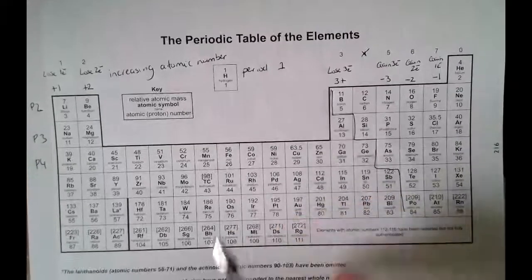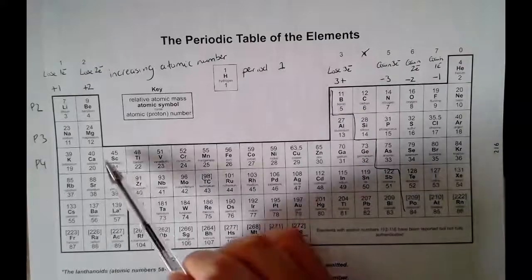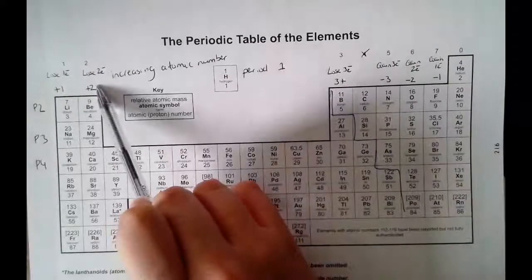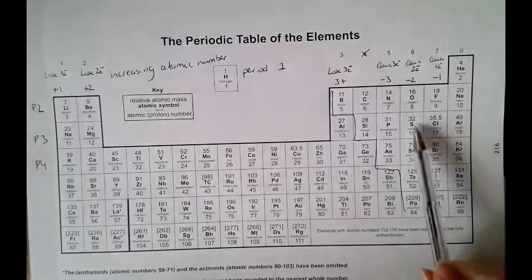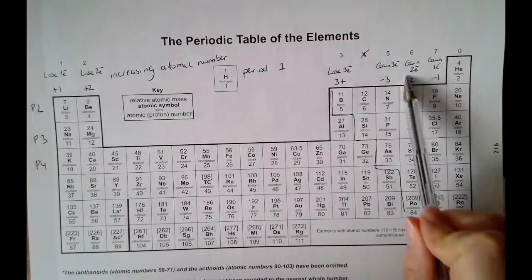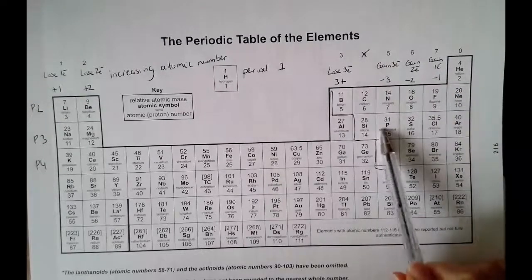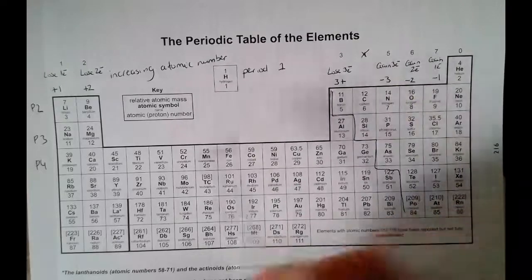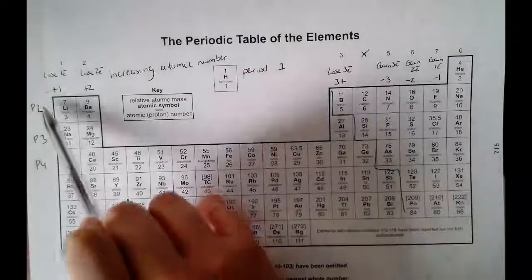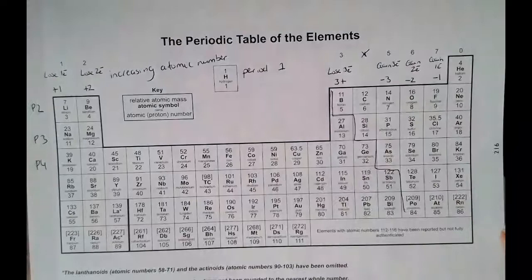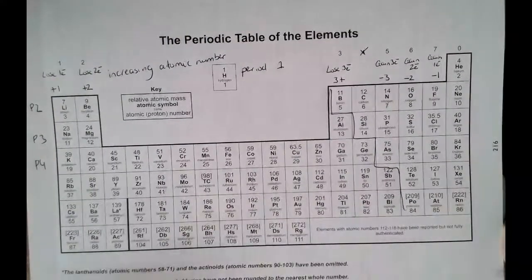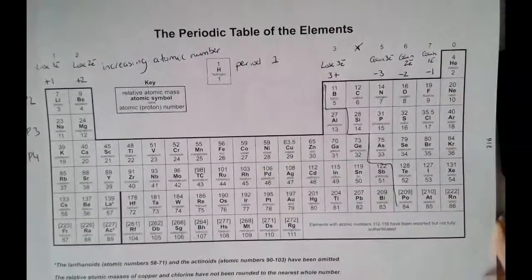So using my periodic table, if I've got calcium, it's in group 2, it must have a +2 charge. Sulfur is in group 6, it must have a -2 charge. Phosphorus is in group 5, it must have a -3 charge. Rubidium is in group 1, it must have a +1 charge. So if you know how to use your periodic table, working out the charges and ions is really, really simple.